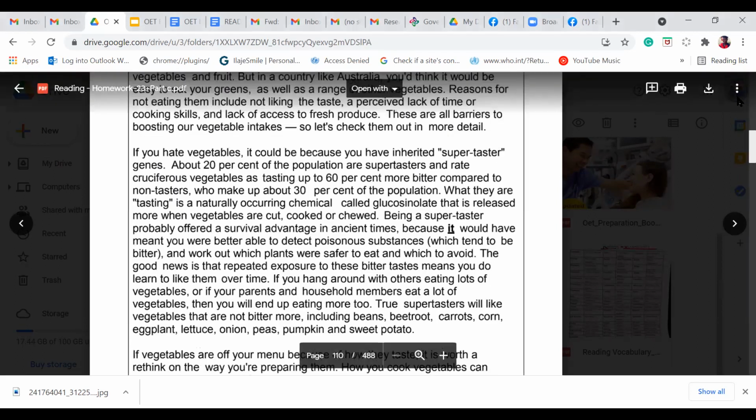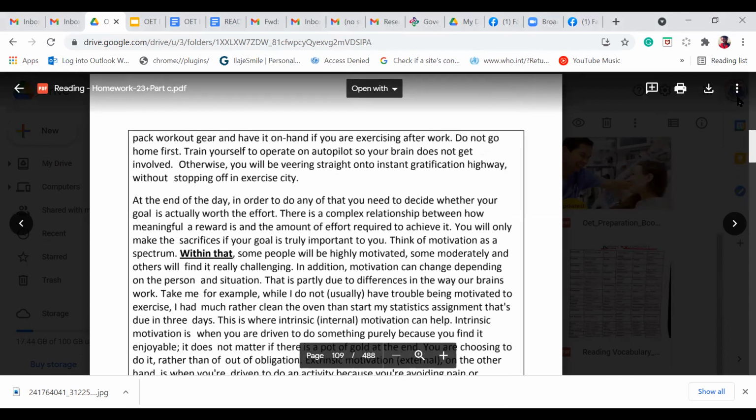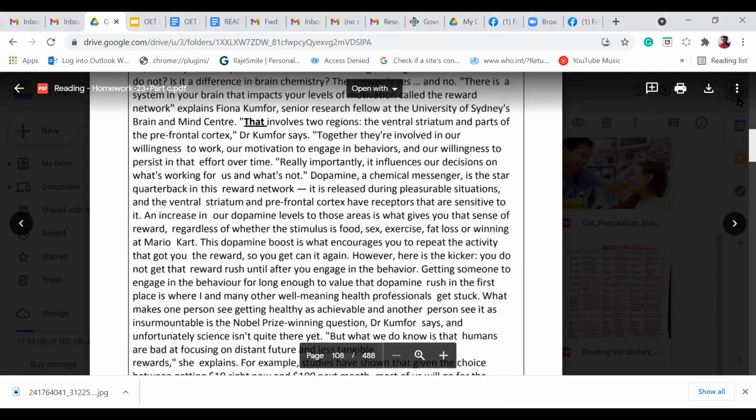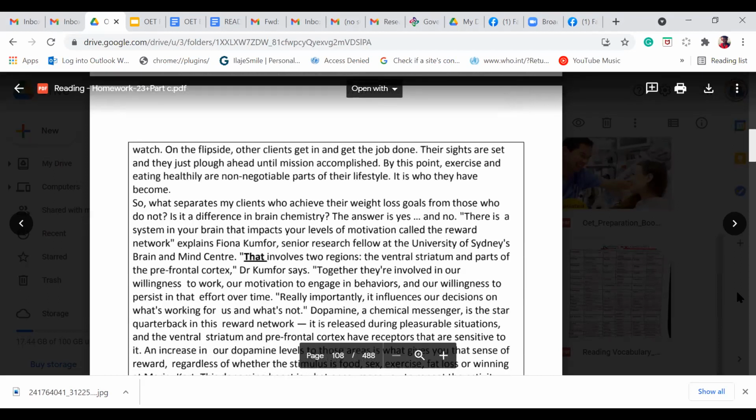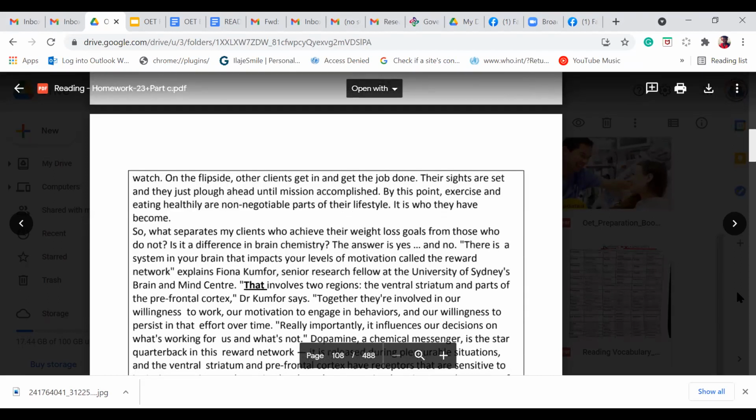Remember I said second paragraph. Where are we going? If you know where we're going to look for the answer, type it in the comment section in the chat box. Second paragraph. So this is the second paragraph. It starts from the "So". So what separates my clients who achieve their weight loss goals from those who do not? It's a question.